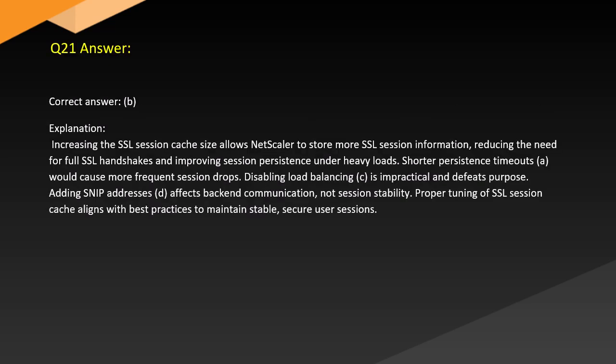Answer. Correct answer, B. Explanation. Increasing the SSL session cache size allows NetScaler to store more SSL session information, reducing the need for full SSL handshakes and improving session persistence under heavy loads. Shorter persistence timeouts, A, would cause more frequent session drops. Disabling load balancing, C, is impractical and defeats the purpose. Adding SNIP addresses, D, affects backend communication, not session stability. Proper tuning of SSL session cache aligns with best practices to maintain stable, secure user sessions.